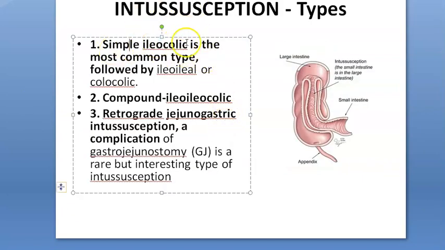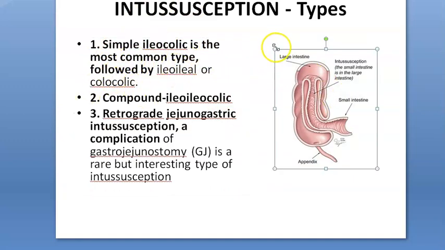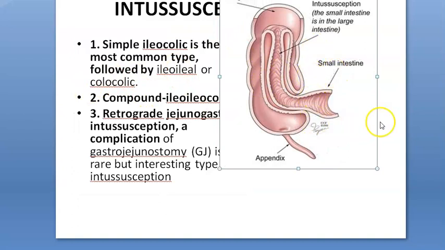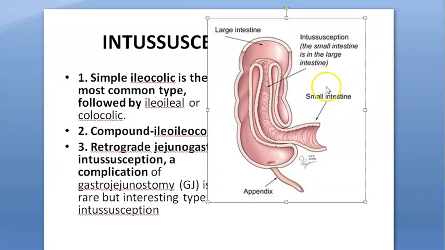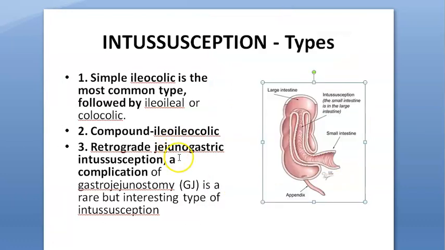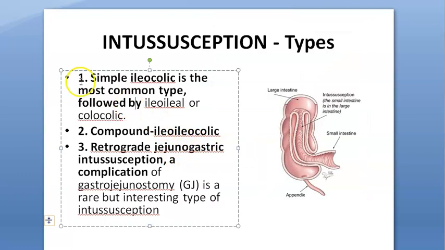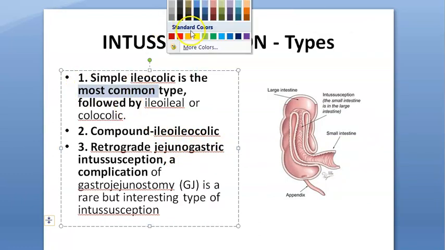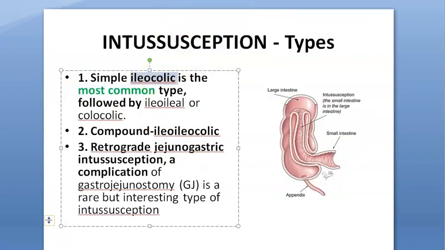What are the types? The simple ileocolic is the most common type, followed by ileal and colocolic. What are you seeing here? Here you see small intestine has entered the large intestine. This is the simple ileocolic. Ileocolic means ileum entering the colon, right? This is the simple one. This is the most common one. Which is most common? Ileocolic is most common.